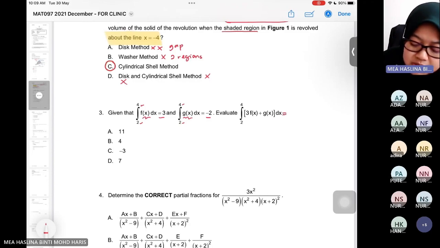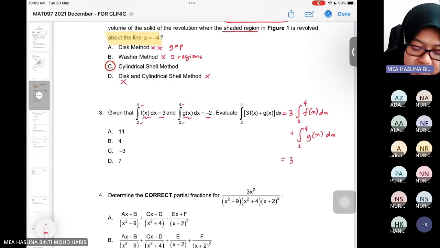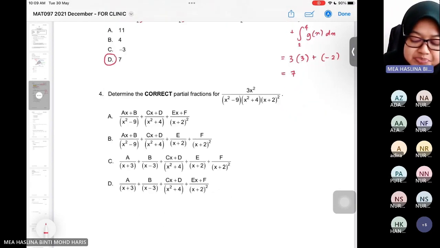Okay, equal to, because you have 3 times the integral from 2 to 4 of f of x dx, plus the integral from 2 to 4 of g of x dx. So you will have 3 multiplied by the integral from 2 to 4 of f of x, which is 3, plus the integral from 2 to 4 of g of x, which is -2. So the answer is 7.